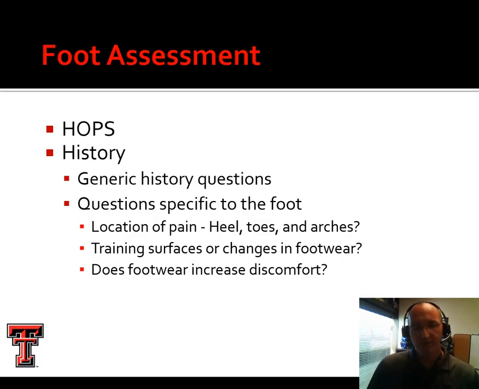All right, so last time we talked about the HOPS process, and we're going to apply that specifically to the foot. So our history questions are going to involve some generic history questions here. You know, how did the injury occur? Where's your pain? Those kinds of things like we talked about last time. But specifically to the foot, we're going to look at a number of history questions that really wouldn't make sense for any other body part.